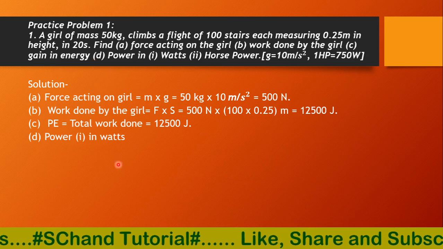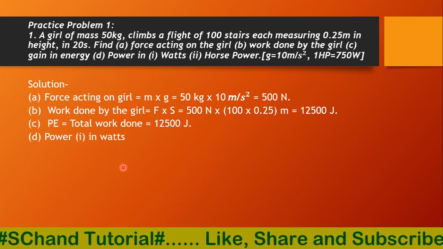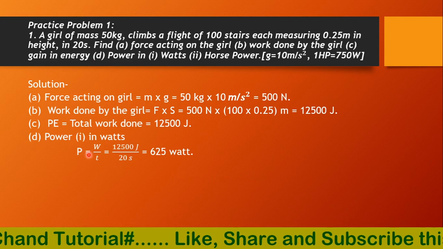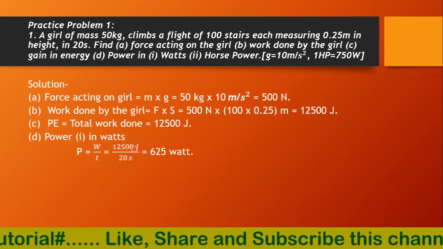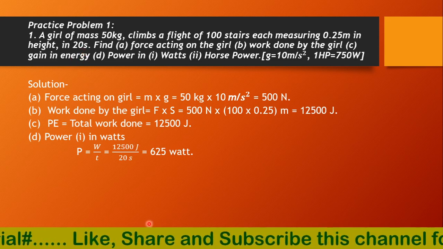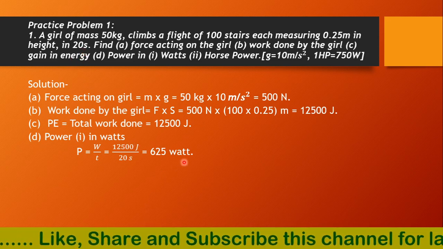Then power in watt first. So power in watt or joule per second. Power is simple, having the formula work done over time. So work done we have calculated already, and time is 20 seconds, that is given in the statement. So it comes to be 625 watt.